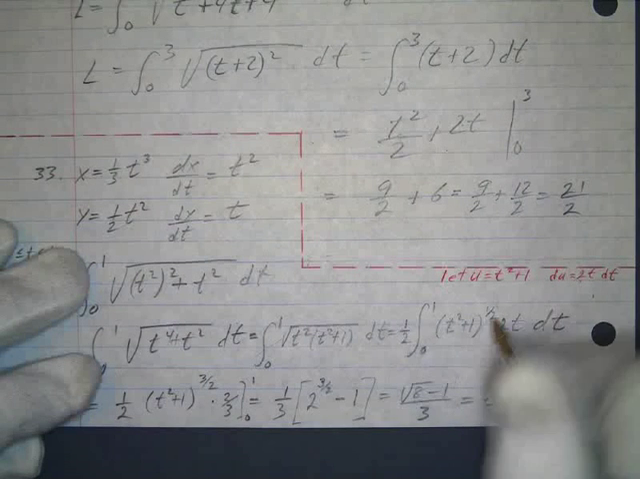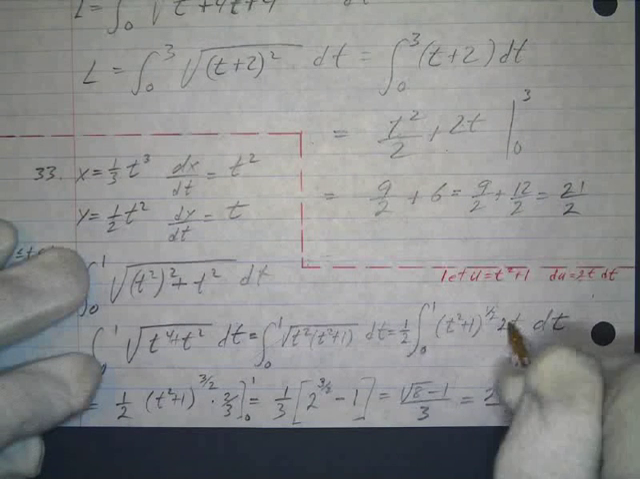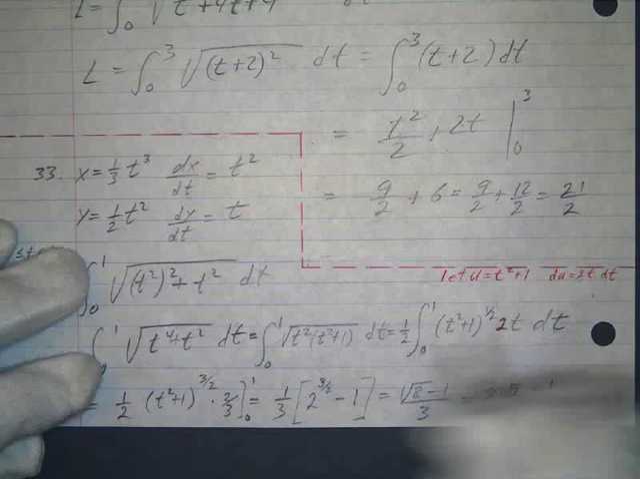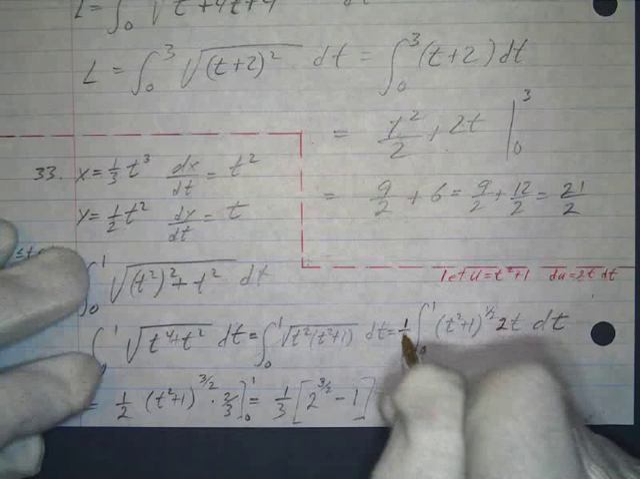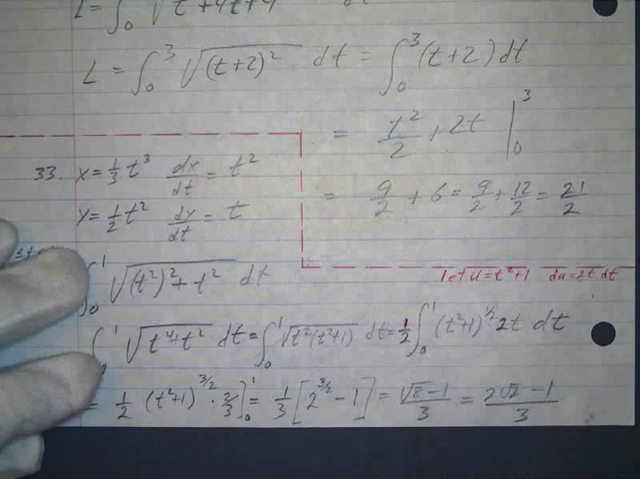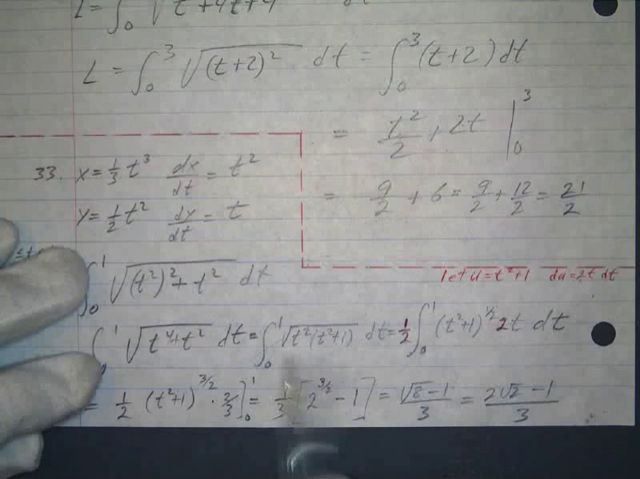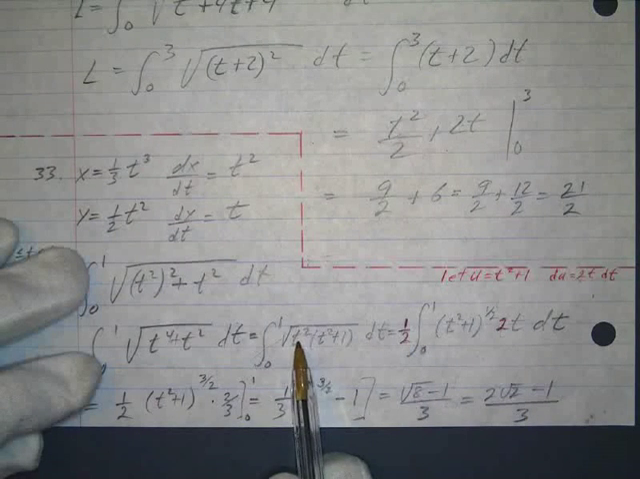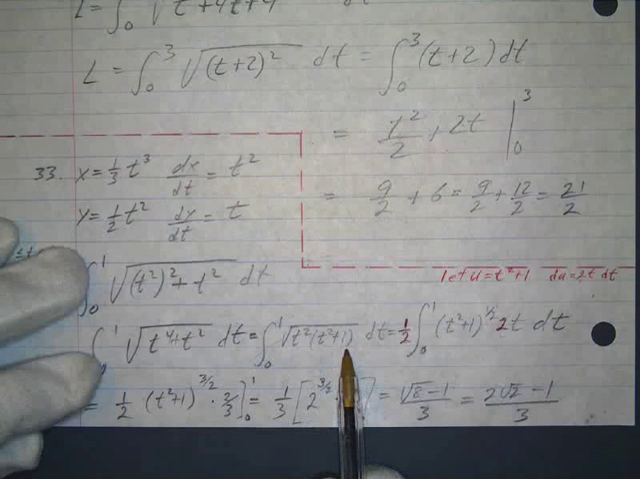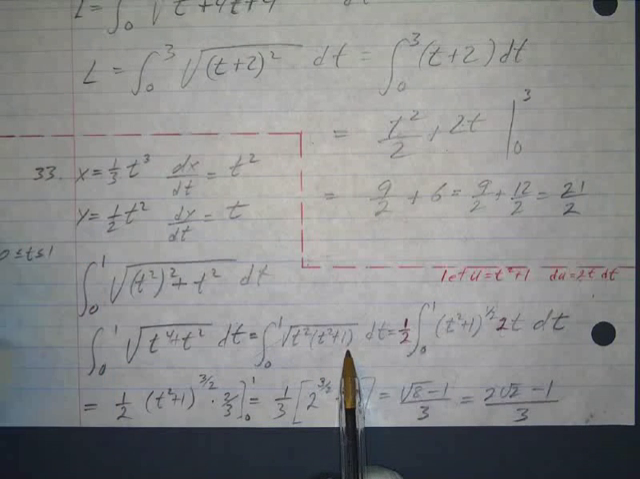So what I did was I needed a 2 here to make this the du. So I put a 2 here, so I had to put a 1/2 in front. Okay, so that wasn't there, and so these red elements were not here. So when I wrote this down, that would have just been the square root of t squared plus 1 times t.